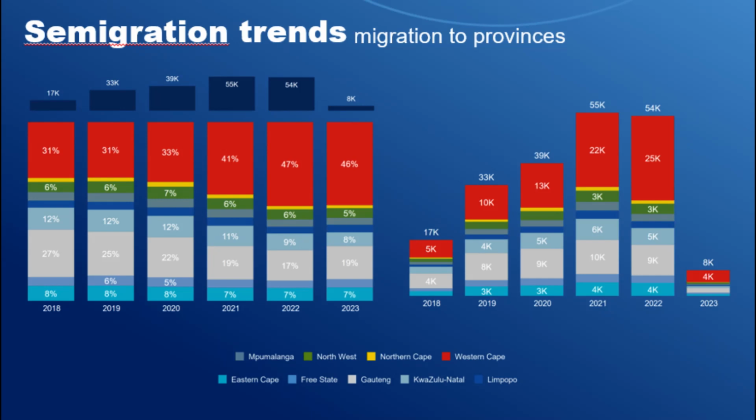But if we look at the last 5 years, we can clearly see that the Western Cape is the only province that actually had an increase in the number of people moving towards that province, whereas all the other provinces have seen a decrease, of which Gauteng probably is the most predominant at the moment. So in 2018, 27% migration figures for Gauteng, but sitting on only 19% at the moment. And then on the flip side, if we look at the Western Cape, at a 31% semigration trend or value, and that has escalated to over 45, 46%.